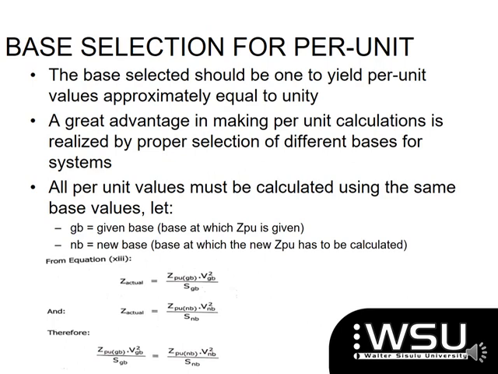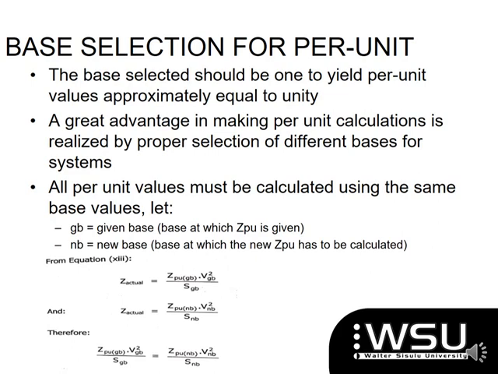So when we choose our base, if you are asked to choose your own base, or I don't give you a base in the question, you need to know that the base you select should be one where you yield a per unit value that is approximately unity, which means it should be a 1 as your maximum value. So what am I saying?